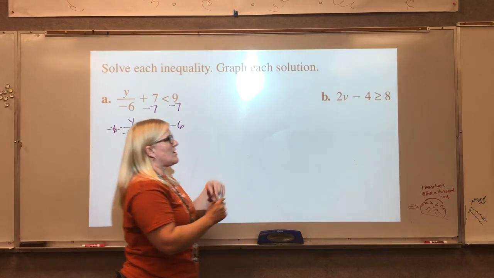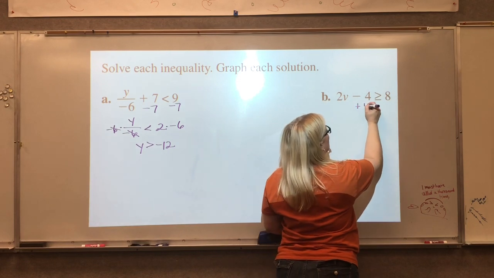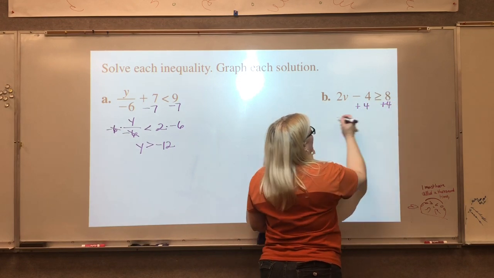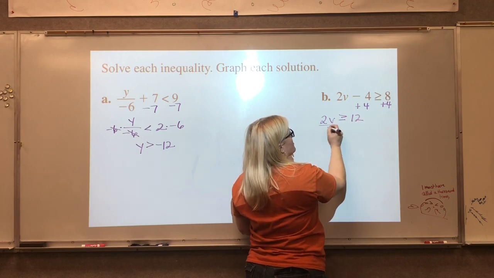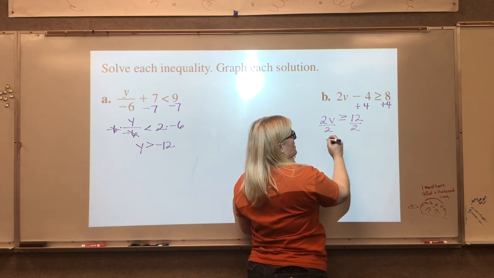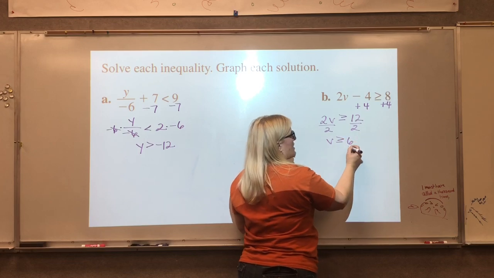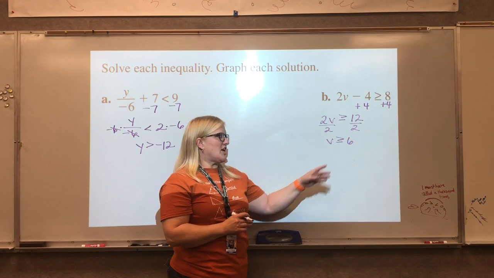All right, over here, I add the 4 like I did before. I get 2v is greater than or equal to 12, and I'm dividing by 2, but it's not negative, so I don't need to worry about changing the sign.